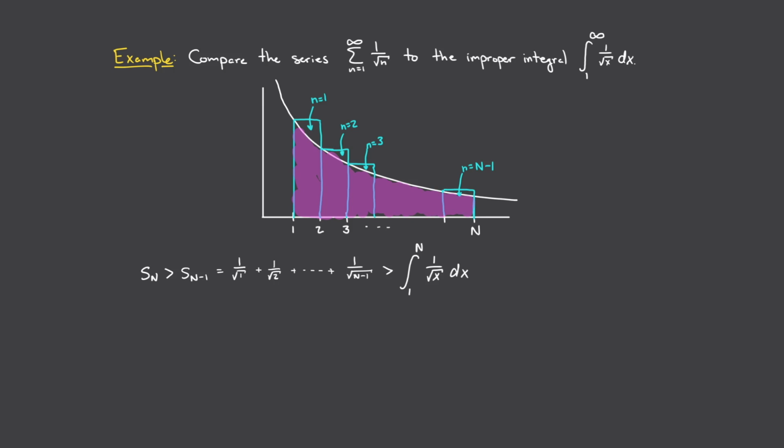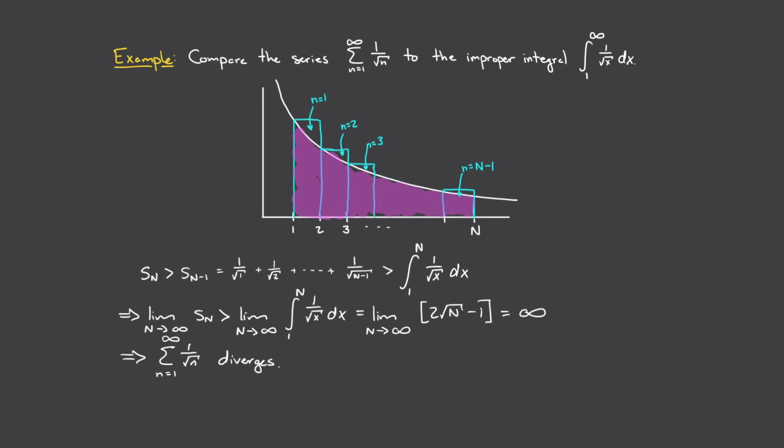Taking limits of both sides as n goes to infinity, we get that the limit of the partial sums is bigger than the integral from 1 to infinity of 1 over square root of x dx, which we know goes off to infinity. Therefore, since the limit of the partial sums is bigger, it also must go off to infinity, and so our series diverges. Alright, that was a lot.